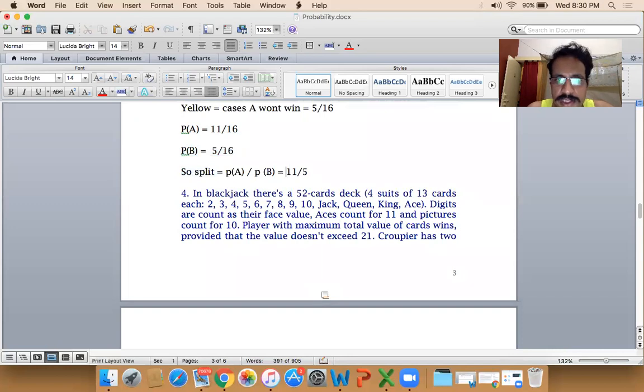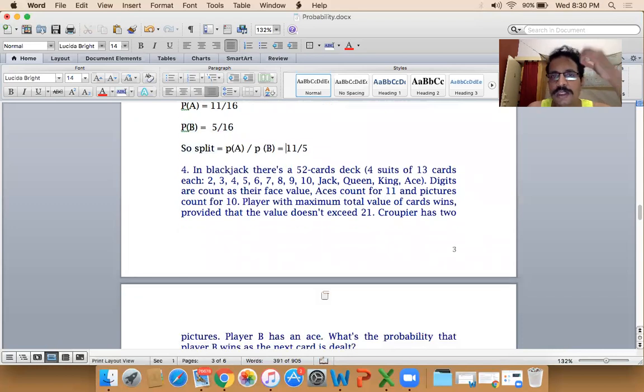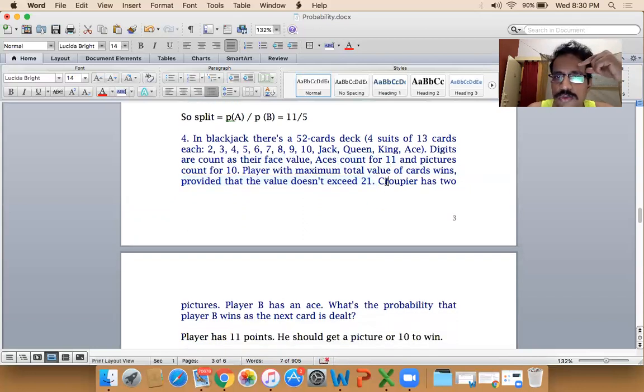Fine. Next question. In blackjack, there is a 52 card deck, 4 suits of 13, the normal 52 card deck, and digits are counted at their face value. Aces count for 11 and pictures count for 10. So the player with the maximum total value of cards is going to win, right? But the value should not exceed 21. Now there are two players.